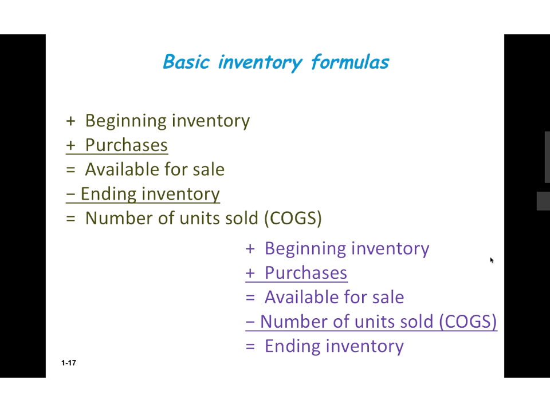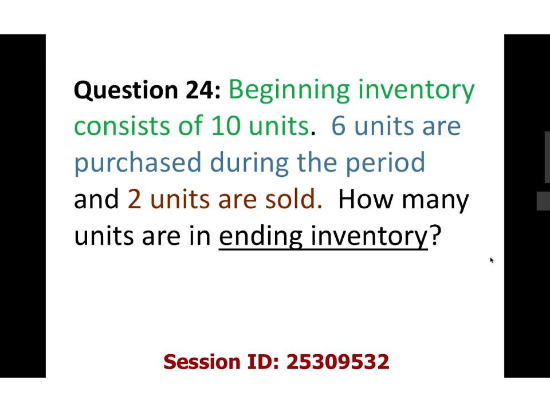Okay, so what I'm going to do is put up a question. We should have question 24 coming to you. Beginning inventory consists of 10 units. 6 units were purchased during the period and 2 units are sold. So how many units are in ending inventory?